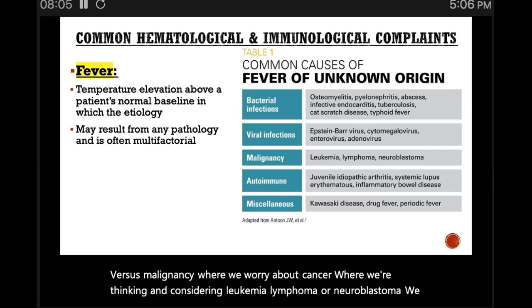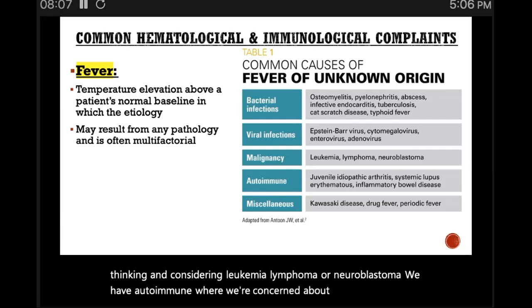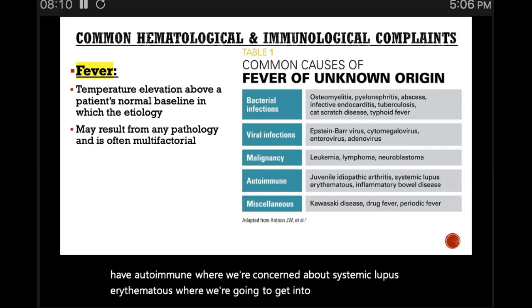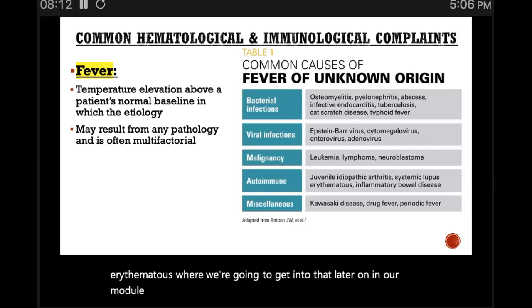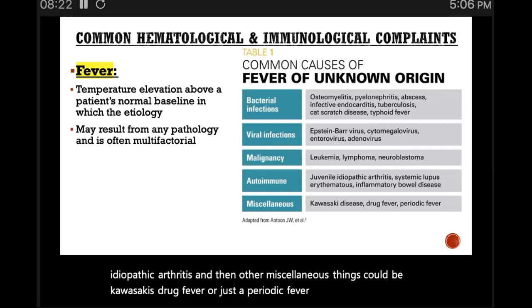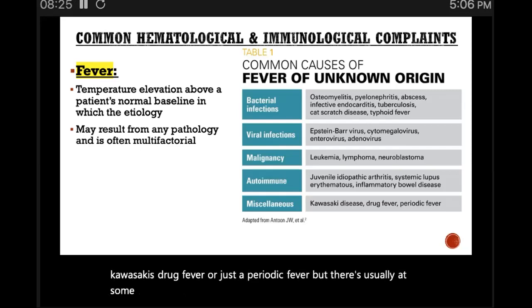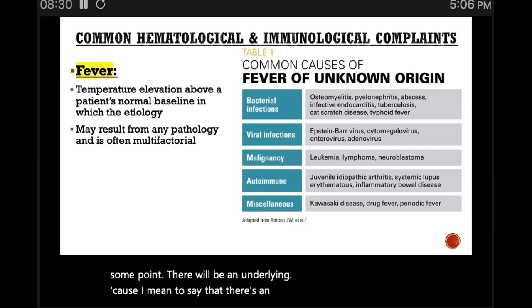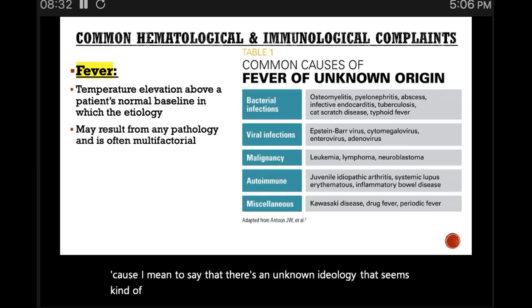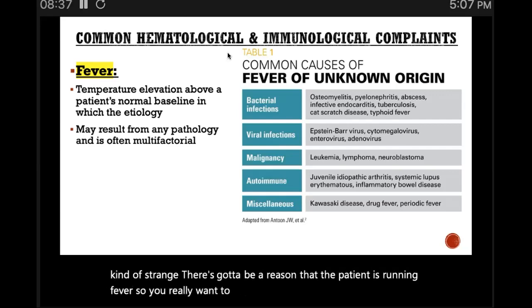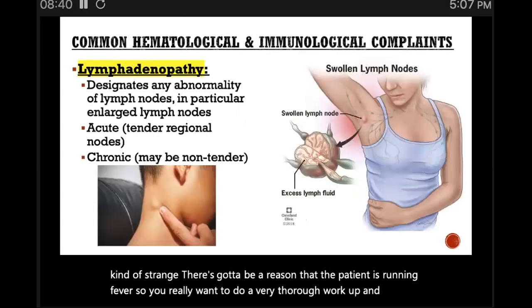We have autoimmune, where we're concerned about systemic lupus erythematosus, where we're going to get into that later on in our module here. We also could consider inflammatory bowel disease, idiopathic arthritis, and then other miscellaneous things could be Kawasaki's, drug fever, or just a periodic fever. But usually, at some point, there will be an underlying cause. To say that there's an unknown etiology seems kind of strange. There's got to be a reason that the patient is running a fever. So you really want to do a very thorough workup and diagnostic workup.